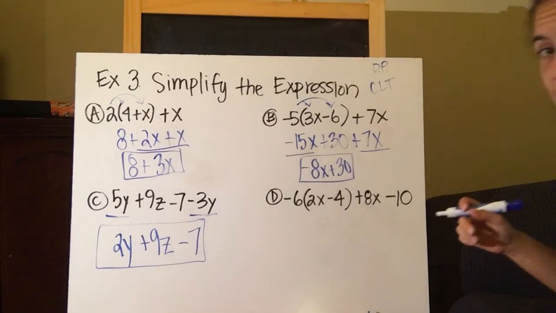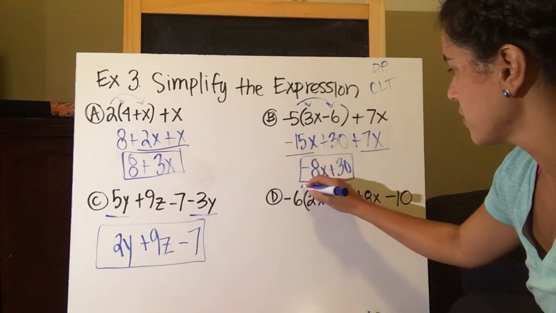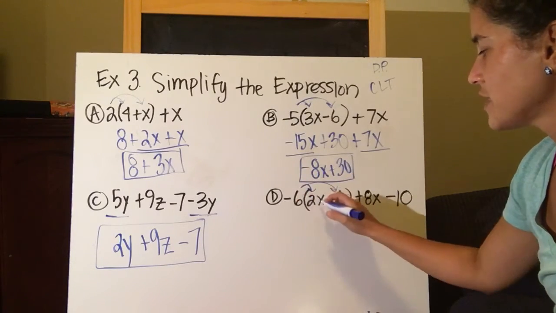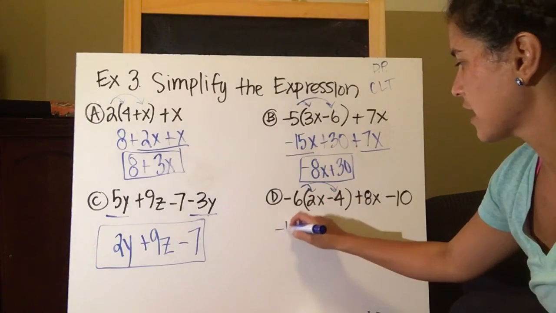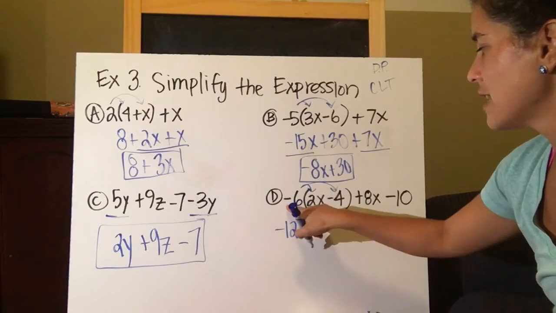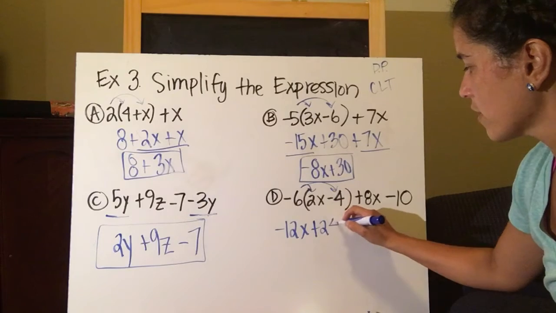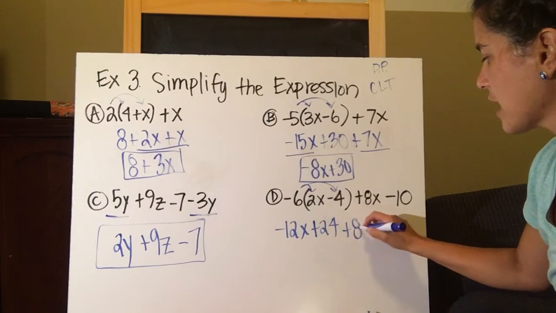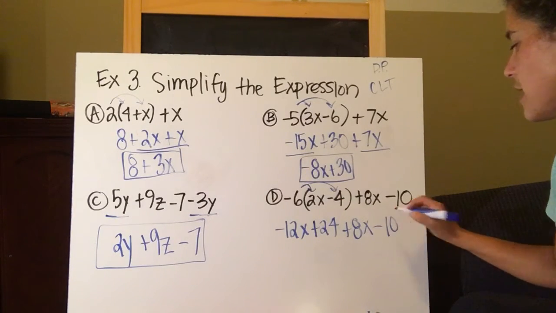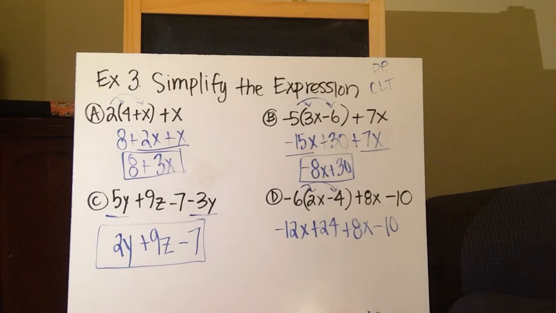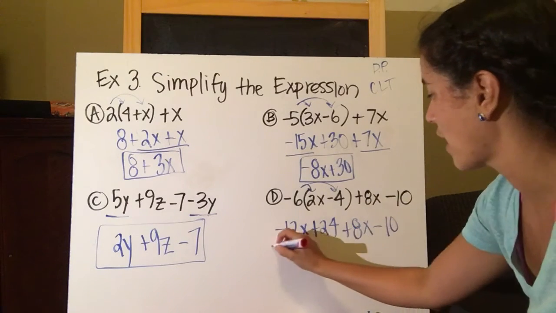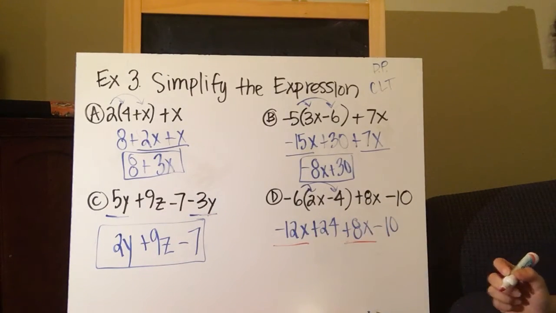All right, example D. I have to distribute. Negative 6 times 2x is negative 12x. Negative 6 times negative 4 is a positive 24. And then I bring down plus 8x minus 10. Now I need to combine like terms, so I have like terms right there.